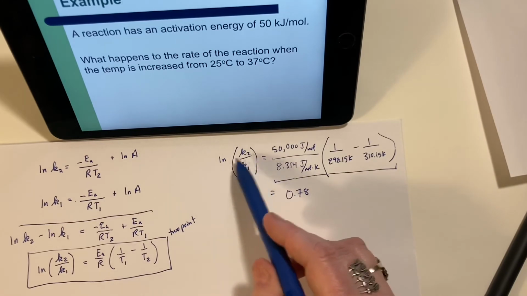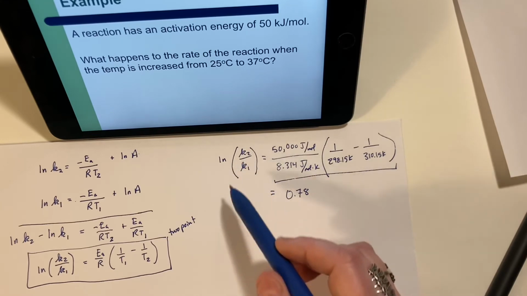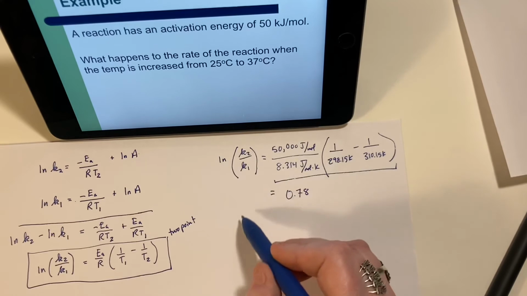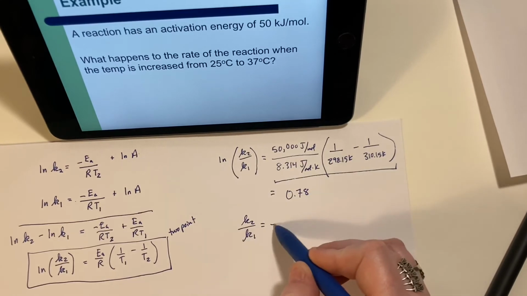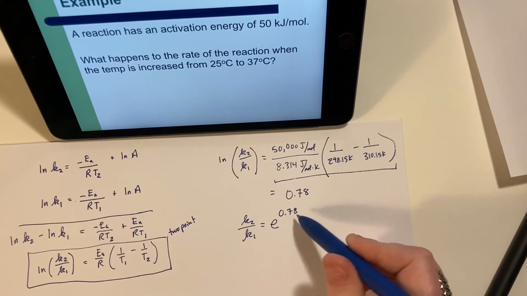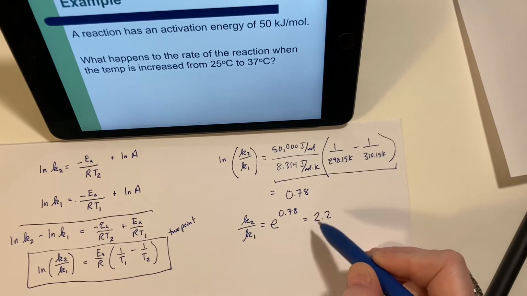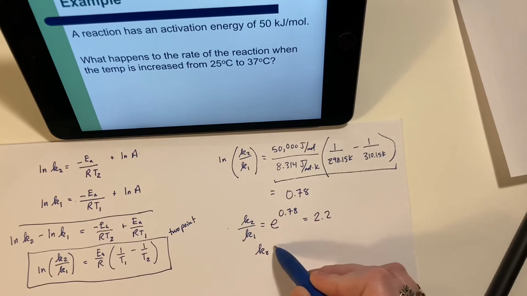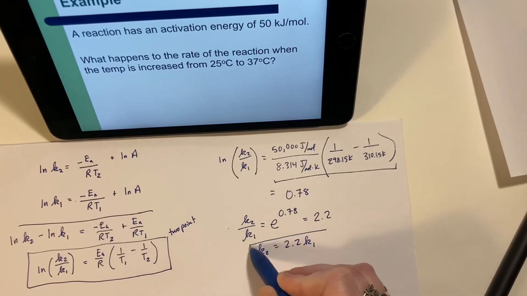I want to solve for these. I got to get rid of that natural log. So I'm going to take e to the x of both sides. So e to the natural log of K2 over K1 is just K2 over K1. And then I got to do it to the other side, e to the 0.78. E to the 0.78, try it on your calculator. It's 2.2. So we say K2 then is equal to 2.2 times K1. That's about all we can do.